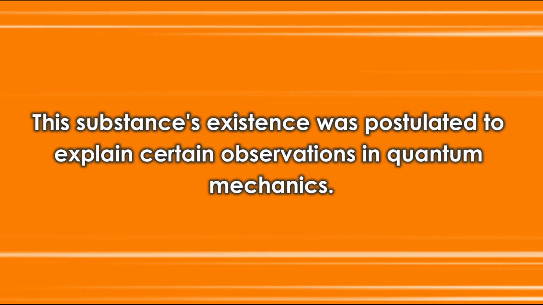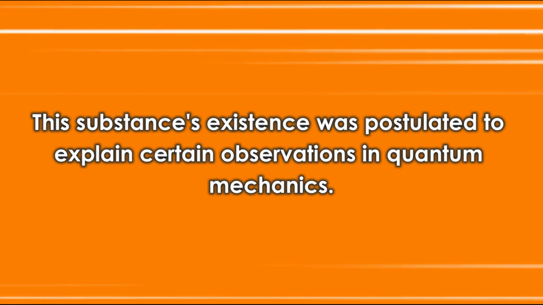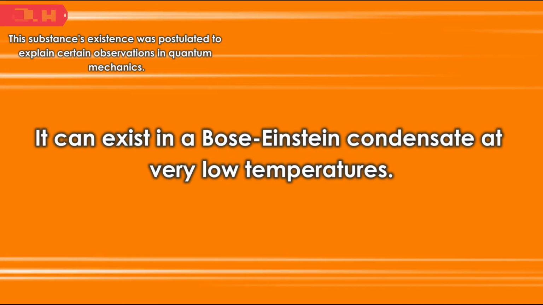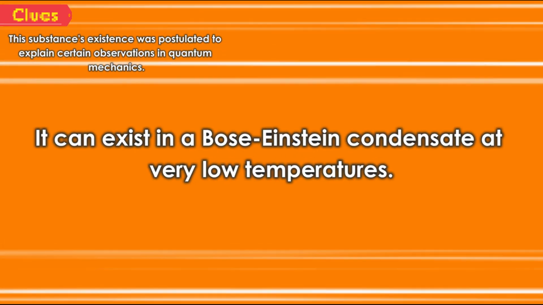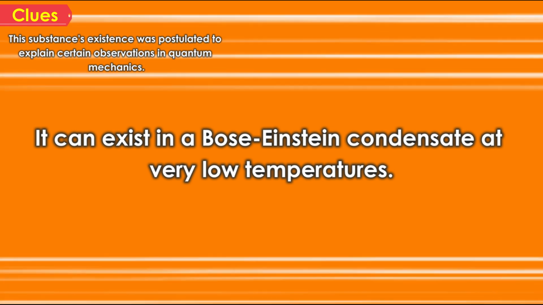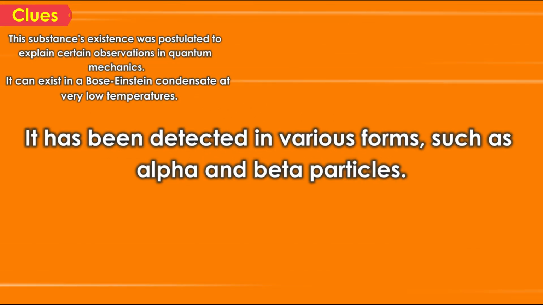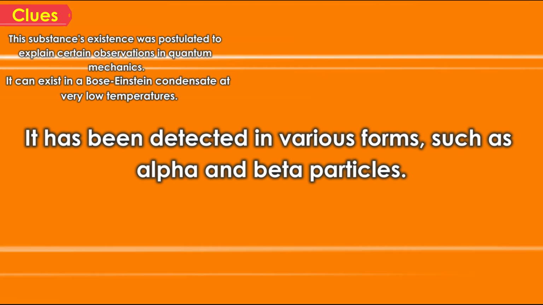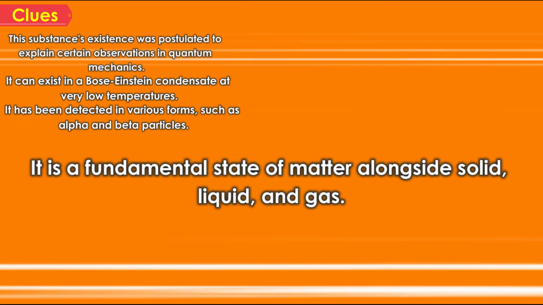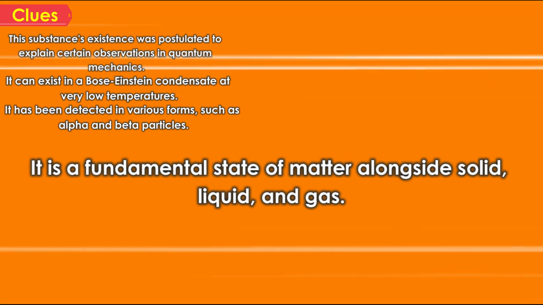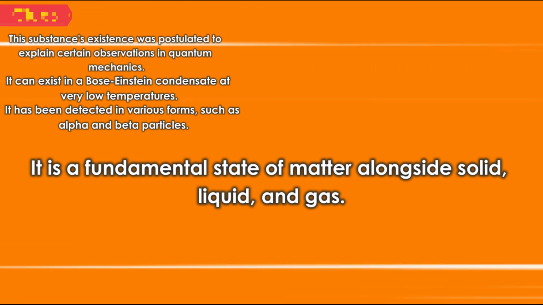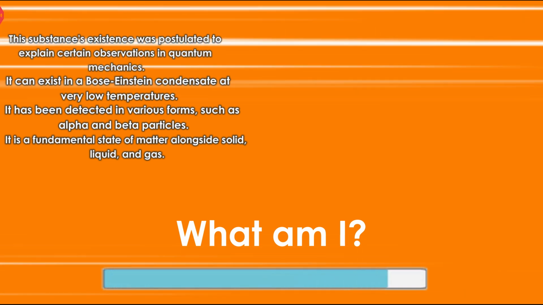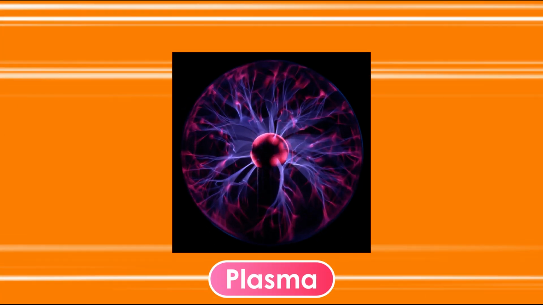This substance's existence was postulated to explain certain observations in quantum mechanics. It can exist in a Bose-Einstein condensate at very low temperatures. It has been detected in various forms, such as alpha and beta particles. It is a fundamental state of matter, alongside solid, liquid, and gas. Plasma.